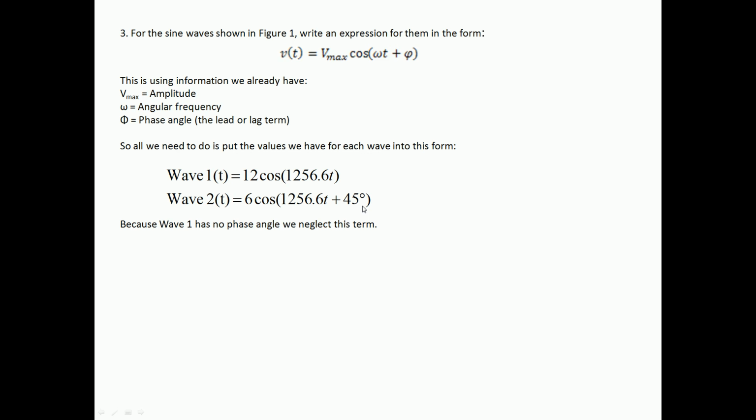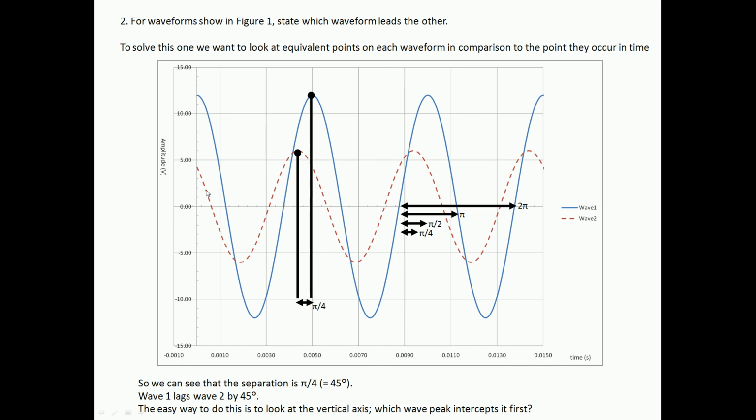Well, we discussed in the previous part of the question that wave 2 led wave 1 by 45 degrees. Because wave 1 was actually a pure cosine, we can just introduce the plus 45 there. And that's where we got that from. So as we can see, wave 2 is a cosine with a plus 45 degree phase shift. So that means it peaks 45 degrees before the regular cosine would.